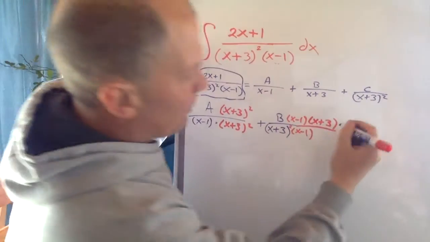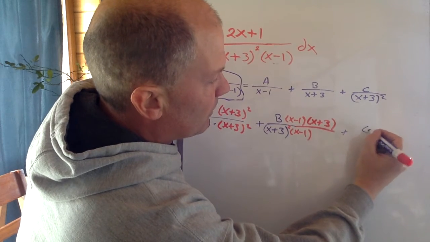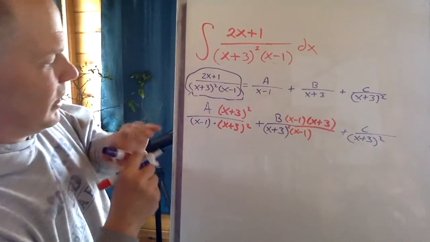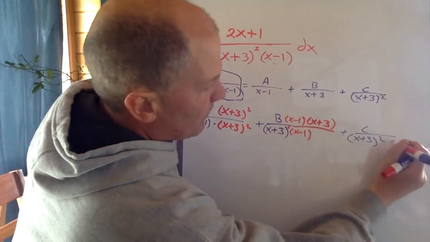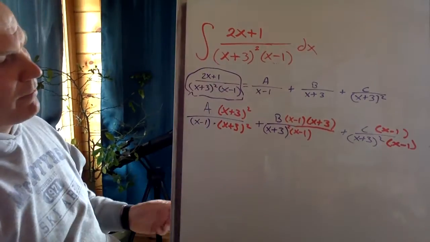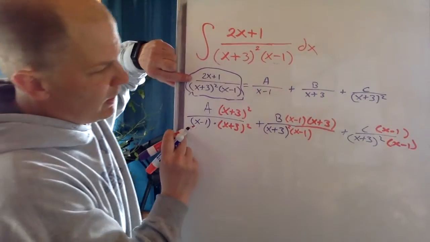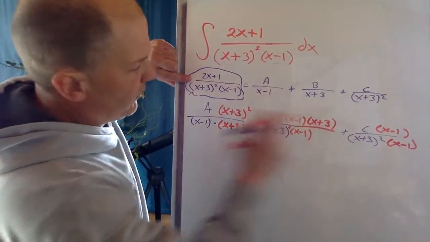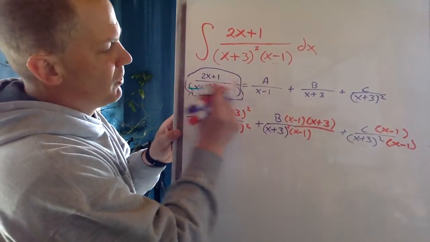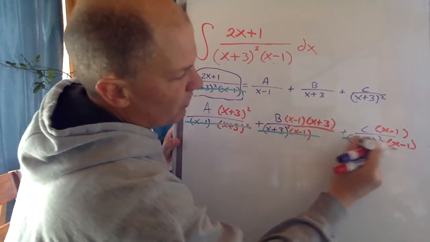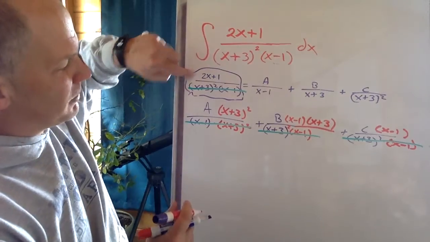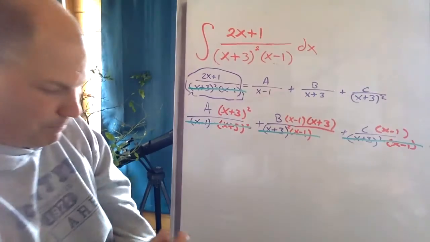And then I do the same thing with c. C is actually the relatively easy one. C over x plus 3 squared. That's good. I need to pick up the x minus 1. So now I have a common denominator. So if the original big thing equals this, then we can cancel out the denominators. That's why we do that. Once you do this a few times, you can jump right to where we are now, where we have 2x plus 1 equals this a, b, and c thing.